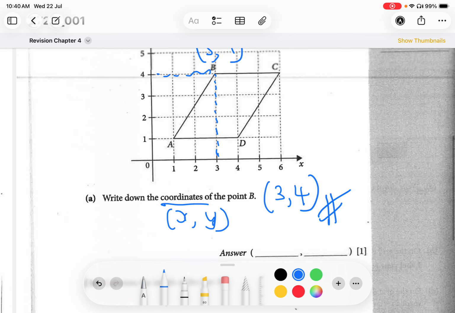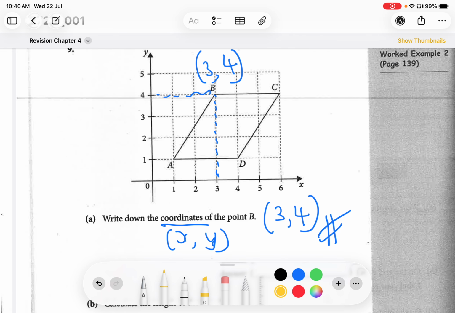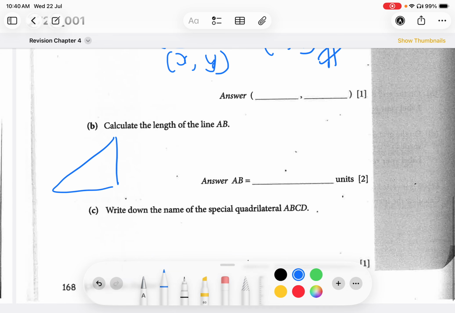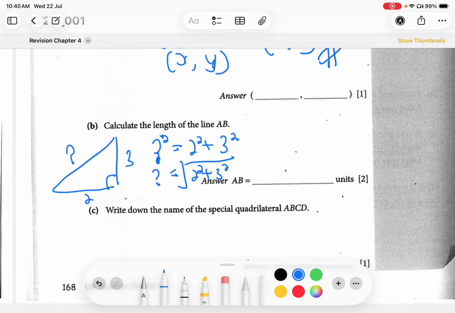Then find the length of AB. They want the length of AB. So I draw a triangle here. This is the one that I find. Can you see this from 1 to 3? The value here is 2. This is from 4 to 1. This is 3. So I see a Pythagoras theorem here. This is a right-angled triangle. This is 3, this is 2. I'm looking for this. A squared plus B squared is C squared. So this value here is square root of 2 squared plus 3 squared.